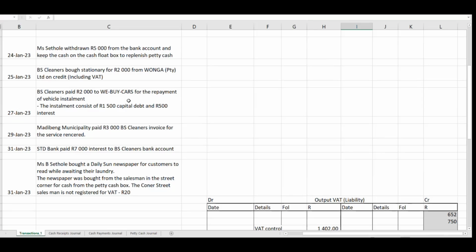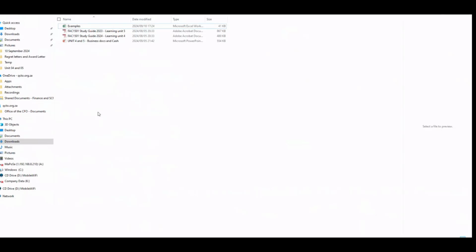When VAT is included in the amount that you are given, multiply by 15 divided by 115. If VAT is not included, multiply by 15 divided by 100. Then you are done. Thank you.